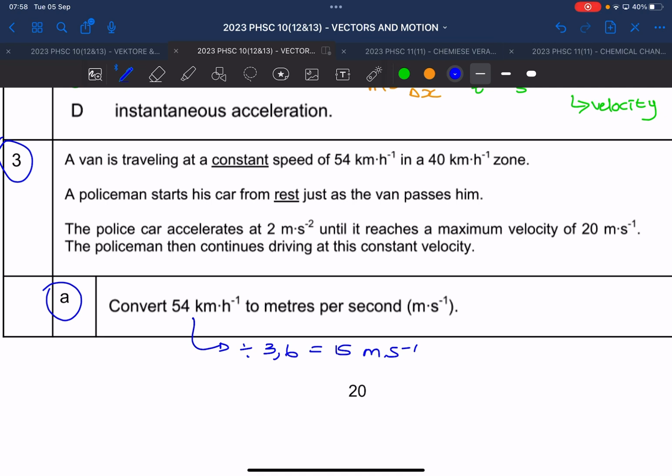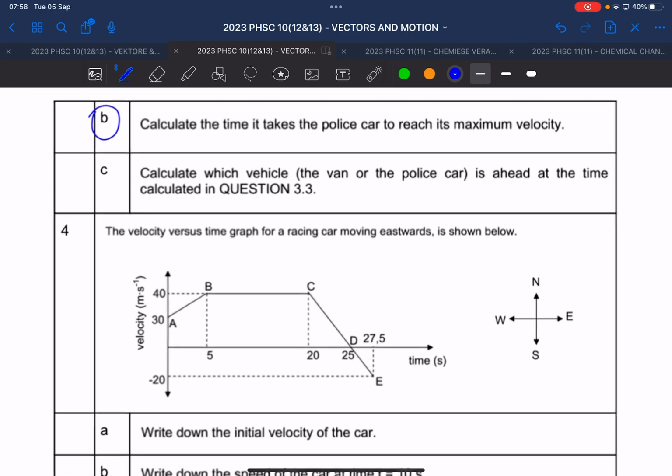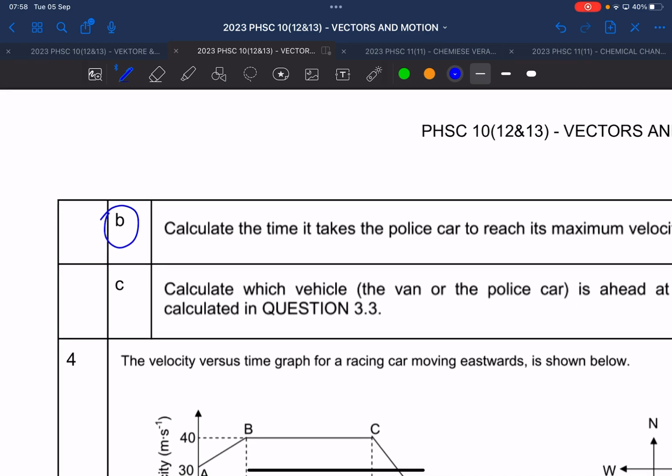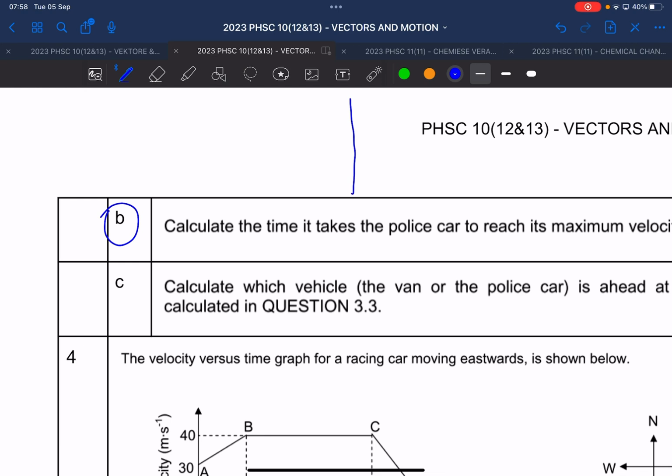15 meters per second is quite fast. Okay. Then they ask you in the second question, calculate the time it takes the police car to reach its maximum velocity. Okay, so you have an info table. They ask the time. We need initial velocity, final velocity, acceleration.